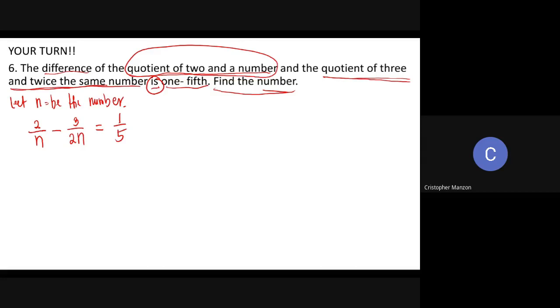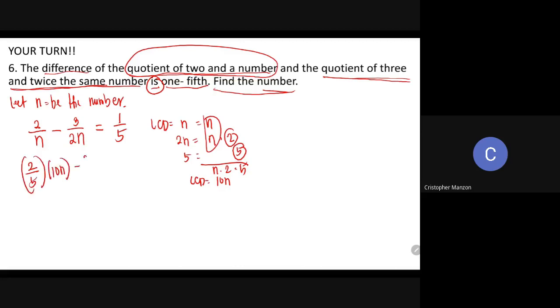Ang LCD kasi natin dito, ang n natin ay n na yan. Ang 2n natin, you can still factor that as n times 2. Ang 5 natin ay 5 na yan. Walang factor yan. So same 2 na n, isang kunin, may 2, may 5. So the LCD there is 10n, 10 times 2, n times 2 times 5. So yun yung i-multiply mo dito sa bawat term: 2 over n times 10n minus 3 over 2n times 10n equals 1 over 5 times din natin siya sa 10n.